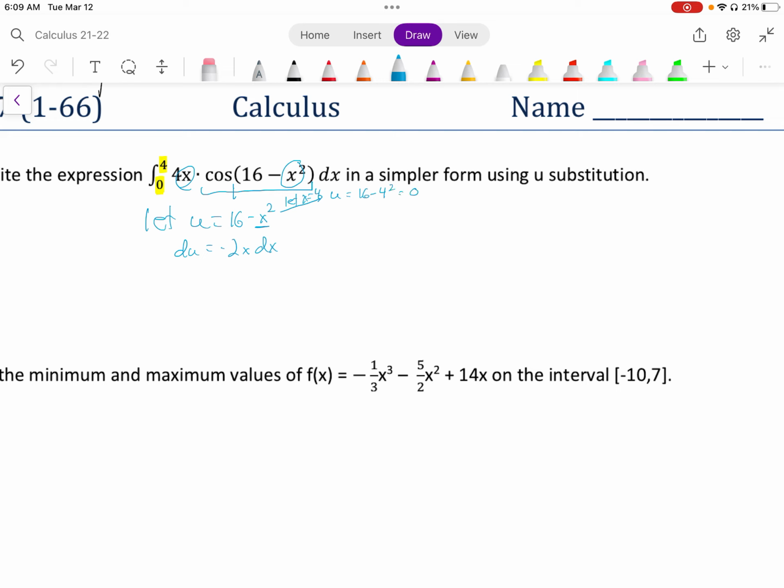And then we're going to let x equal 0. And so u will equal 16 minus 0 squared, which is 16. And so when we do our u substitution, this is going to be going from 16 to 0. And we'll have cosine. So here's our main function, cosine of 16 minus x squared. Well, now this is just going to be cosine of u.